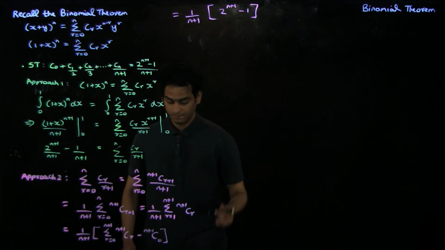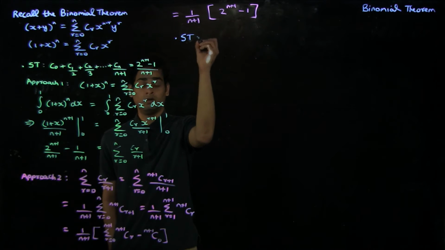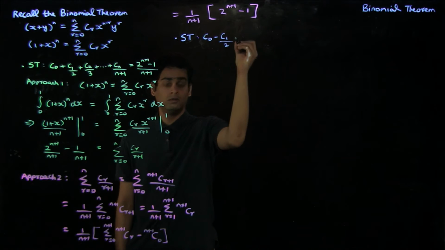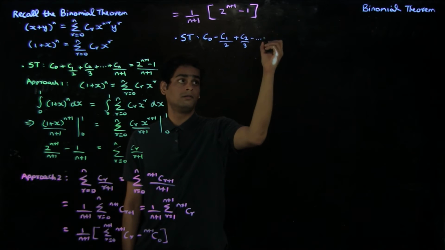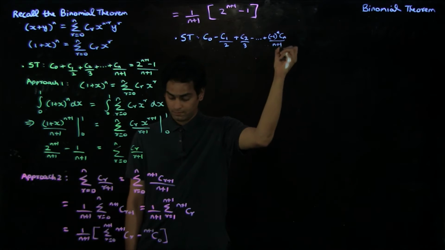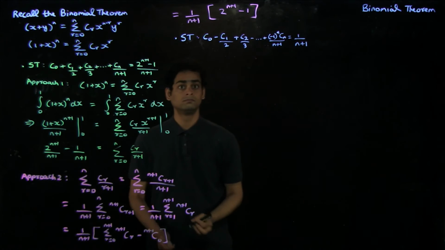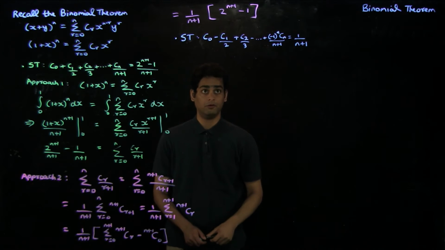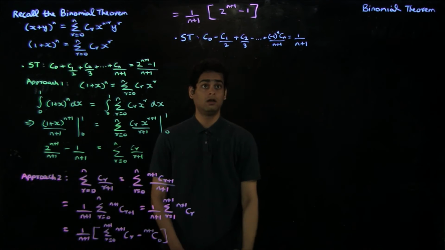So our second example, or our second identity, states the following. It says that C0 minus C1 over 2 plus C2 over 3 and so on till minus 1 power n Cn over n plus 1 equals 1 over n plus 1. So this is our identity. This is the identity we want to show. So notice that this looks very similar to this identity, except we have alternating signs in the summation.